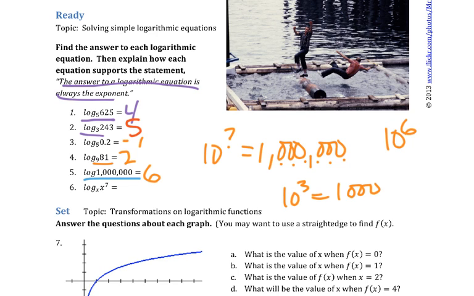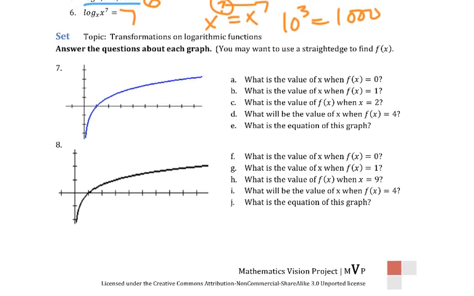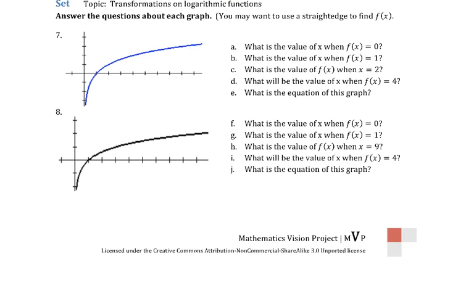Log base x of x to the 7th, well, x to what power would equal x to the 7th? Has to be 7. So hopefully you see that that's where the connection is, right? The inverse is the input to the output. Alright, now transformations on logarithmic functions.